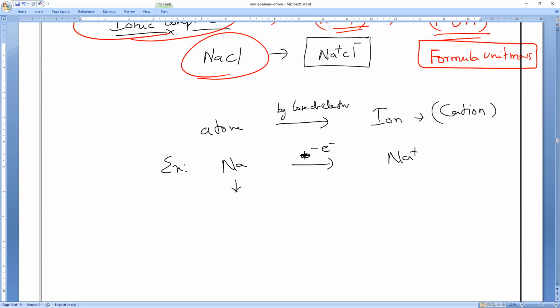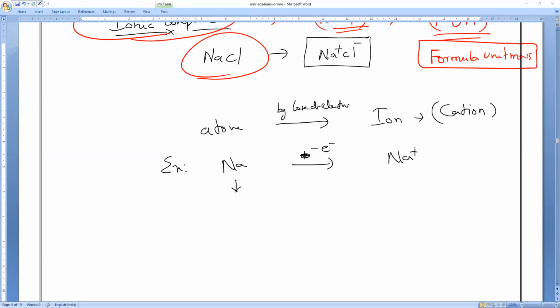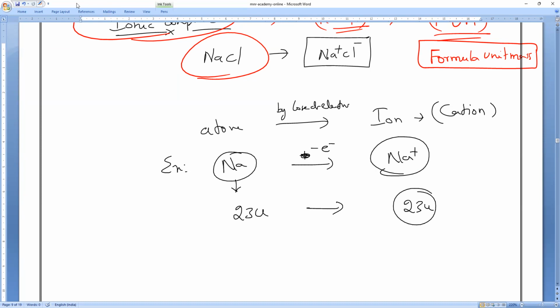Now listen, what is the atomic mass of sodium? Check in our book. It is 23 U. Do you know one thing? The sodium ion is also 23 U only. No change in the AMU. Ion and atom have the same atomic mass. Clear? Please respond.